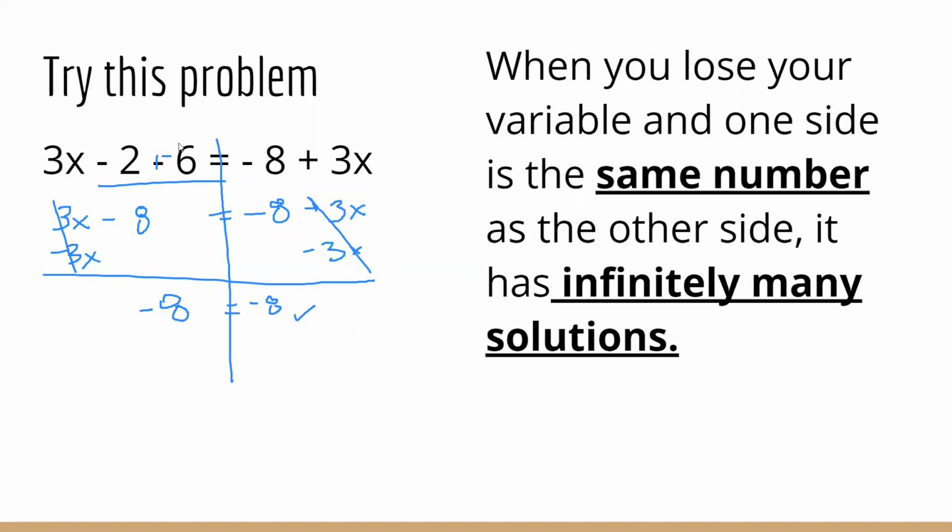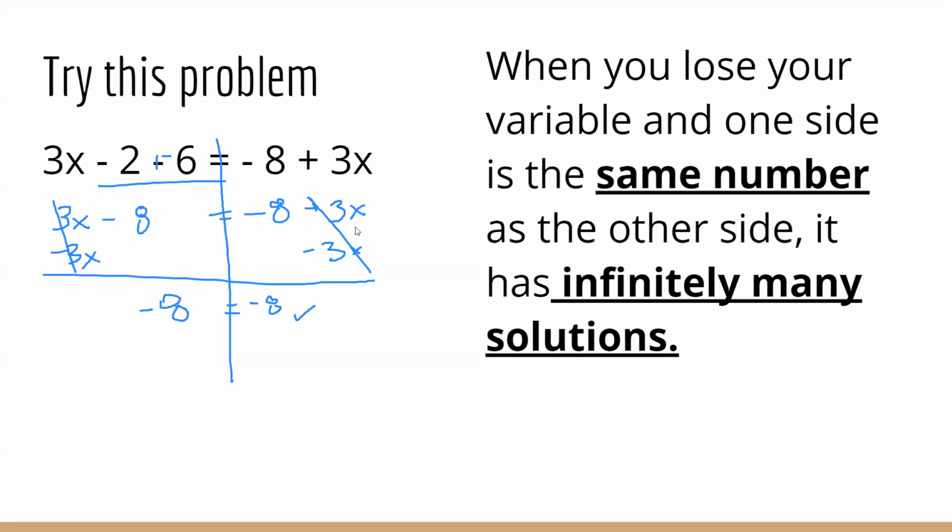If you look, when we combined those like terms, we had 3x minus 8, and then on the right side we had negative 8 plus 3x. If we're looking at our x variable, it is a positive 3 in front of the x, a positive 3 in front of the x. And then that little extra number is a negative 8 or a negative 8. So since it's the exact same thing on both sides, it's going to have infinitely many solutions.